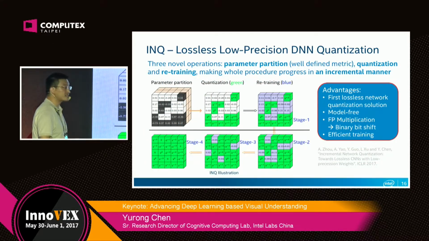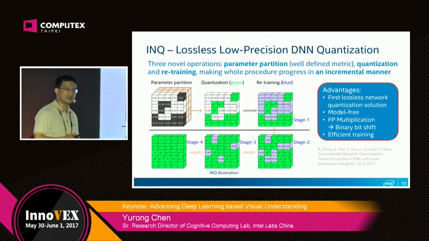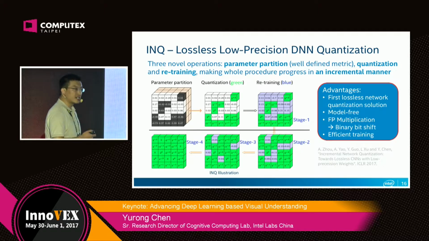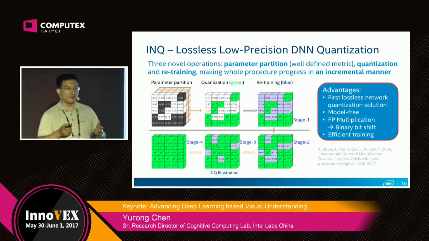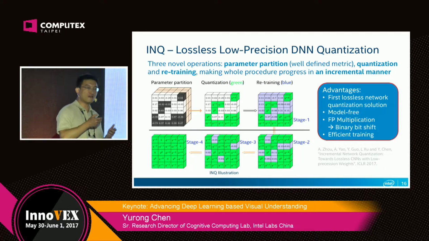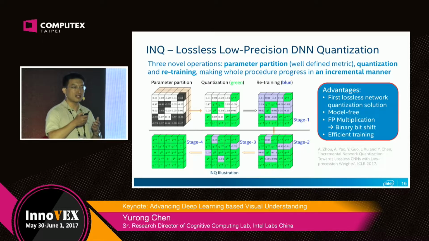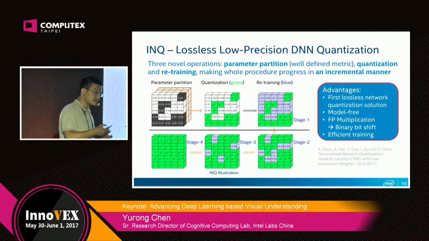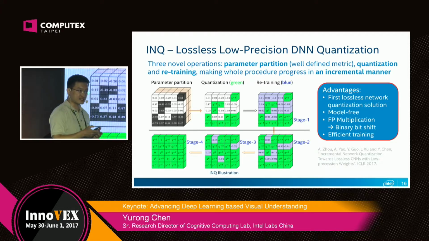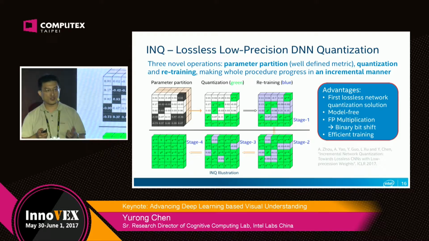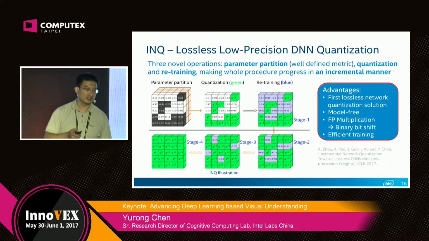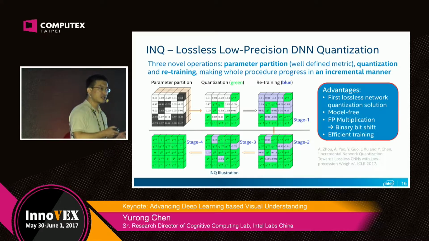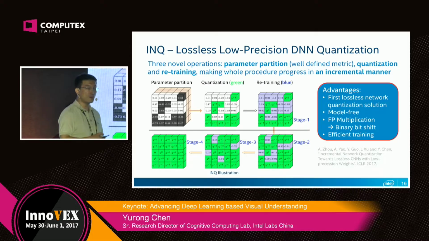INQ is a lossless low-precision DN quantization method, which can approximate full precision DN models with a version whose parameters are restricted to either the integer powers of 2 or 0 with fixed bit width. For example, 4-bit, 3-bit, 2-bit, even 1-bit, to represent the range of the weight parameters.